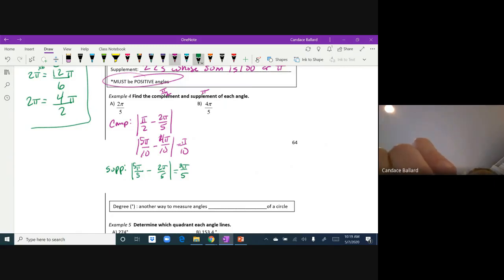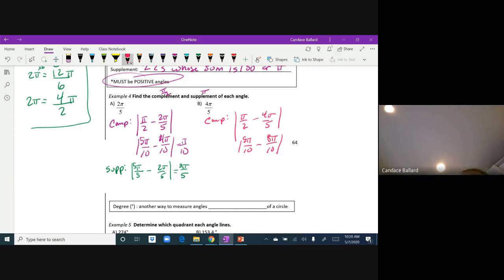I'm going to do the next one just a tad bit faster. Let's see. Oh, we'll go pink. All right. So my complement on this one here, I know I have to go pi over 2 minus 4 pi over 5. I know I need to be in over 10 world, right? Because in order to make a common denominator, I need to multiply the 2 by 5, so I get 5 pi. And I need to multiply the 4 by 2, so I get 8 pi.